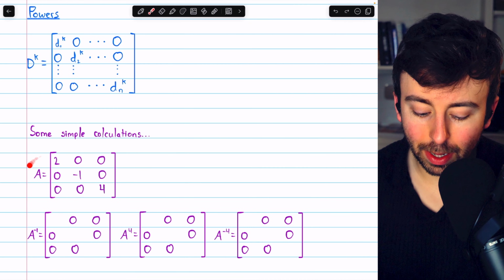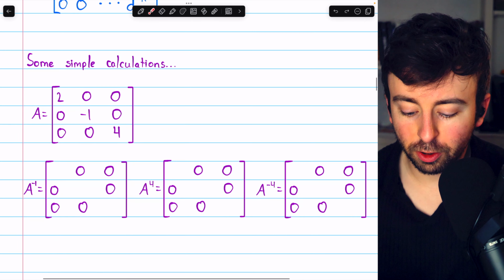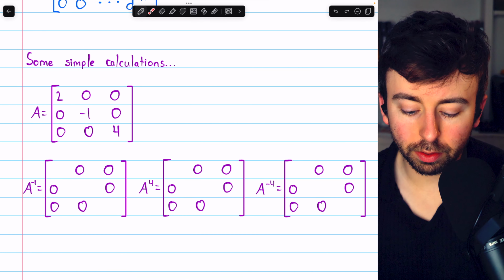Let's see some examples. Here is a diagonal matrix A. Let's do some simple calculations. From our previous discussion, we can find A inverse very easily.